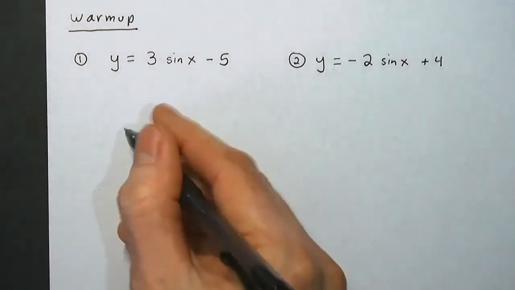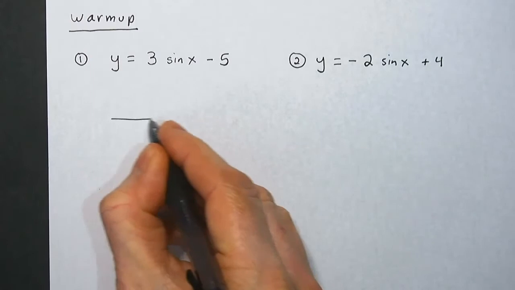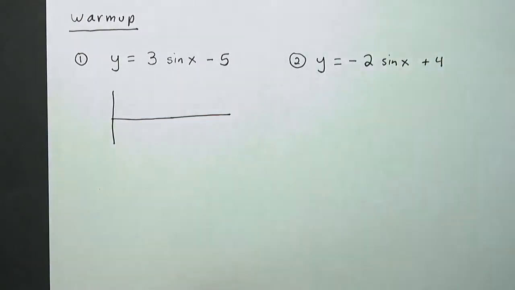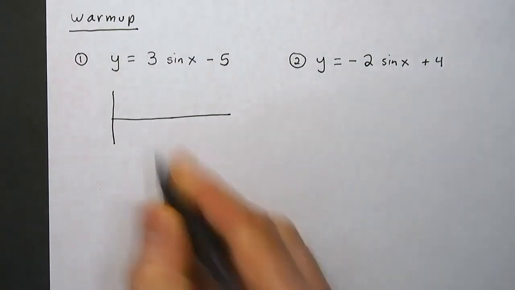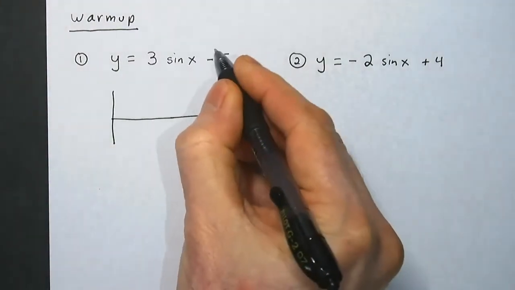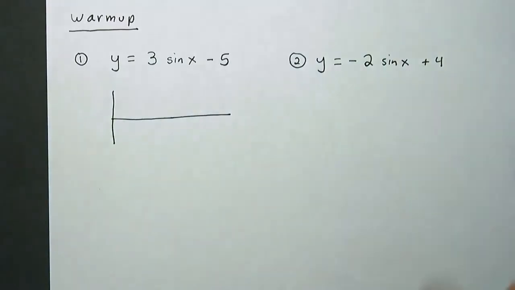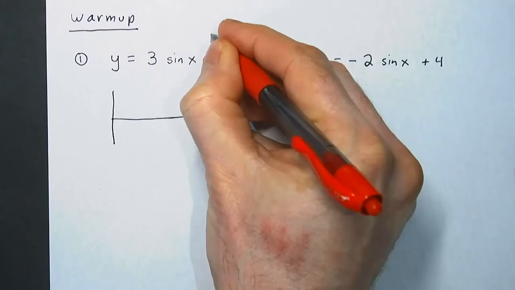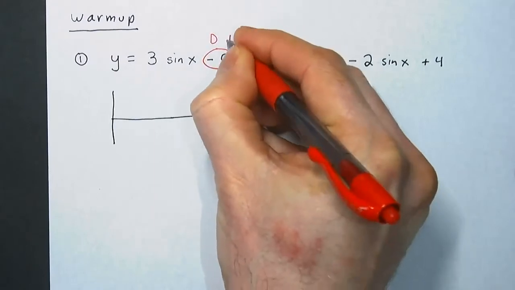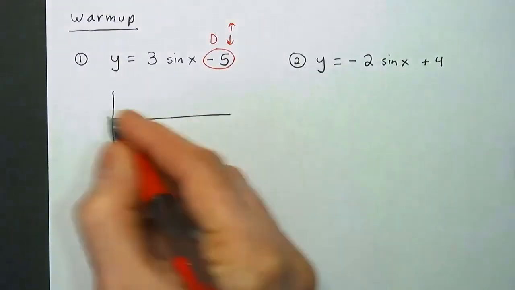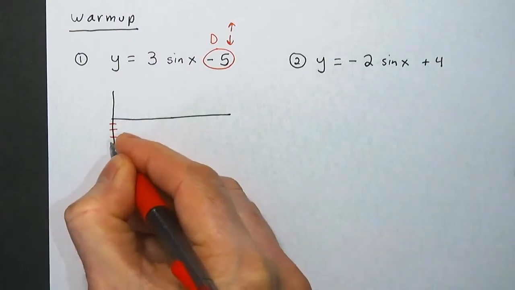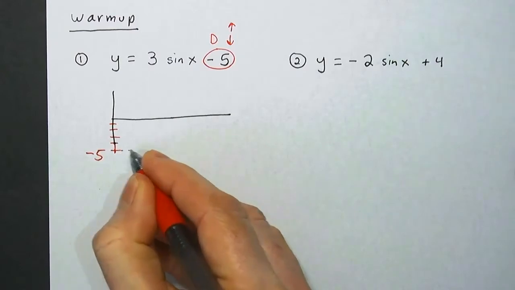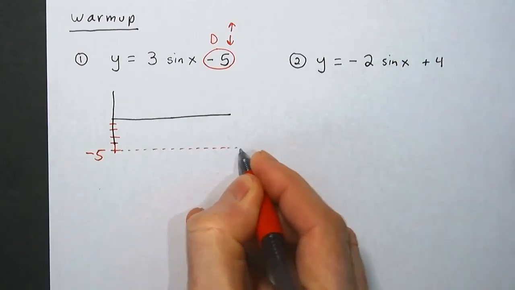Okay, welcome back from the pause. Here's my solution. Okay, so make a line. Make an area to start with. But where are we? We are here. We're down 5. This is letter D. This is the vertical shift. This goes up or down. So we actually have to go down 1, 2, 3, 4, 5, down to -5. This is going to be like my center line.